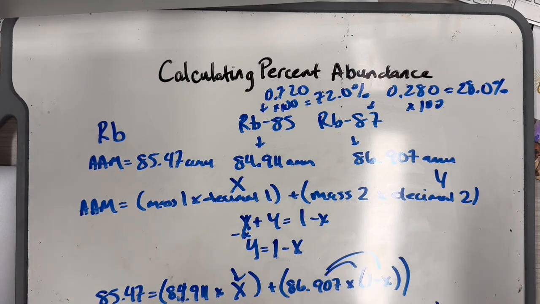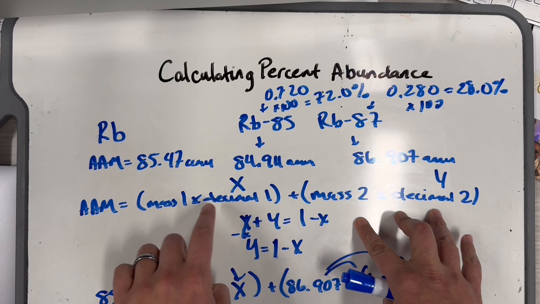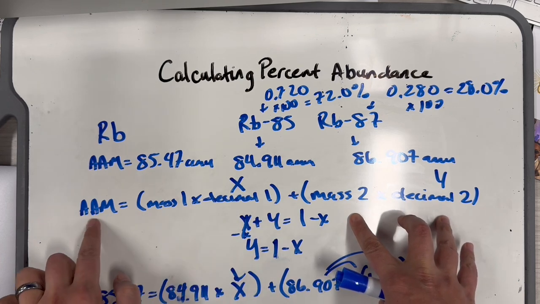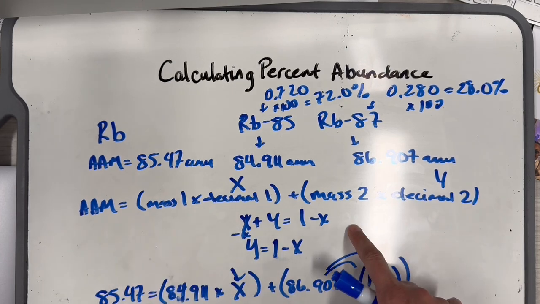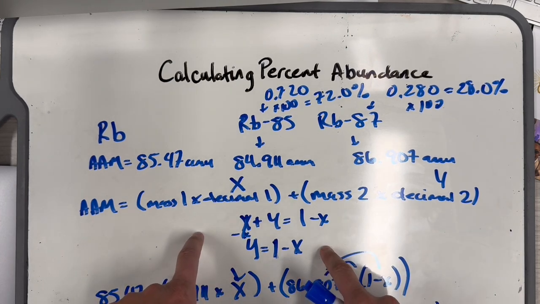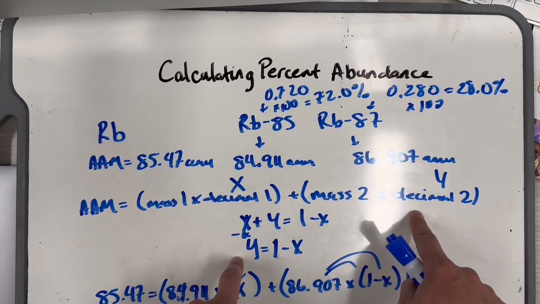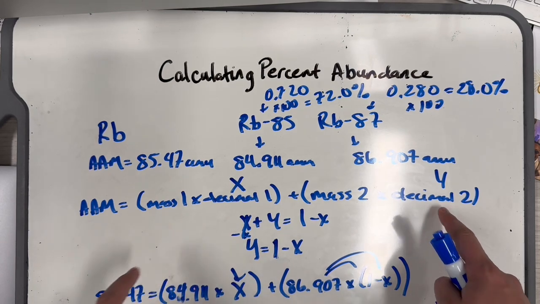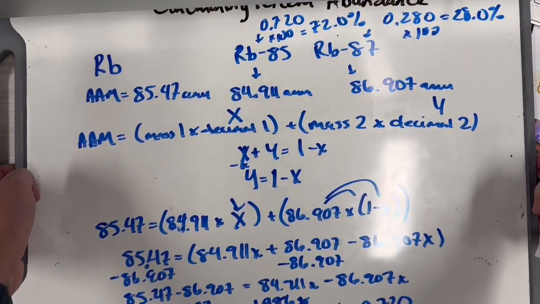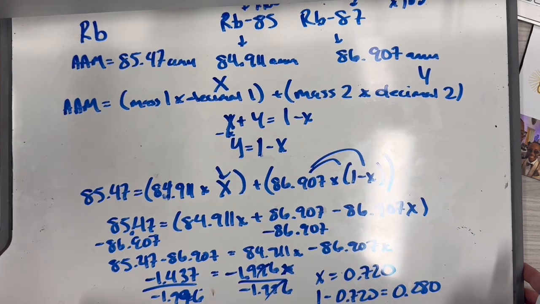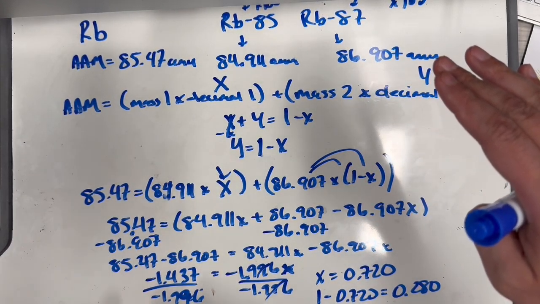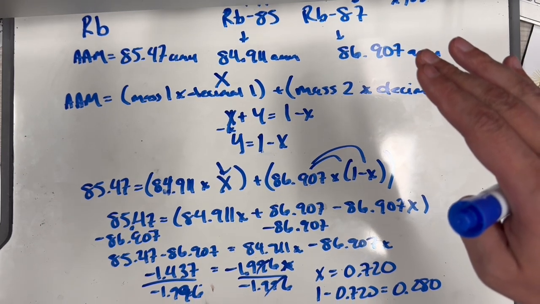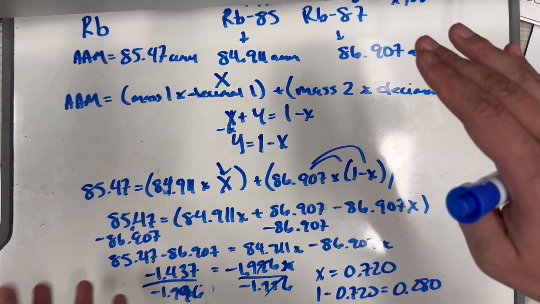Hopefully that shows you how to do things. Again, the big thing is that we use this equation that we know. We know the average atomic mass. We know mass 1. We know mass 2. And we have to know that the decimals have to add up to 1. Then I use a system of equations to say that y is equal to 1 minus x. So wherever I see y, I can plug in 1 minus x. And that lets me solve for just one variable, which is x. And then I just plug in some numbers, do algebra, and combine like terms.